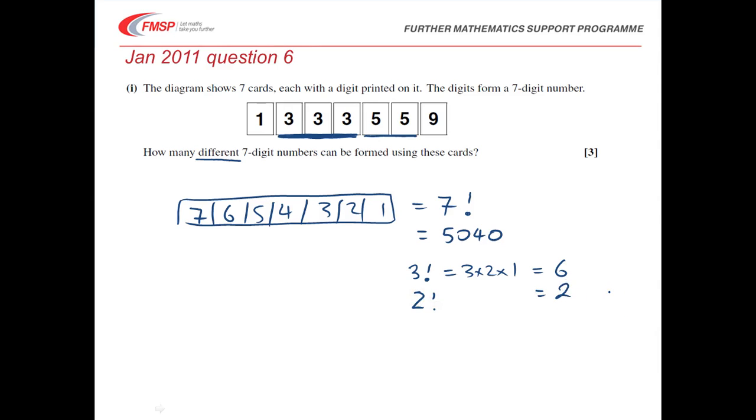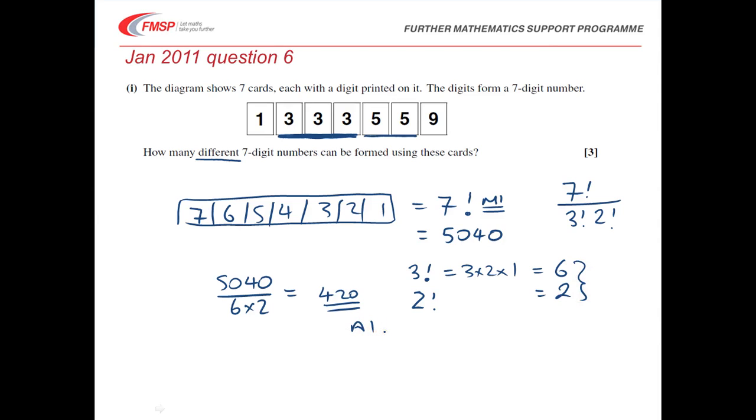So dealing with that, we can then just divide through. We're going to have 5,040 divided by 6 times 2. And if we do that, that's going to give me 420 possible combinations. So in other words, there are 7 factorial possible combinations, 3 factorial repetitions for 3, 2 factorial repetitions for 5, and that's going to give me the same answer. Working that through, you get 1 mark for recognizing that we've got 7 factorial. You then get another mark for effectively dividing through by both of these. And then an accuracy mark at the end for that.